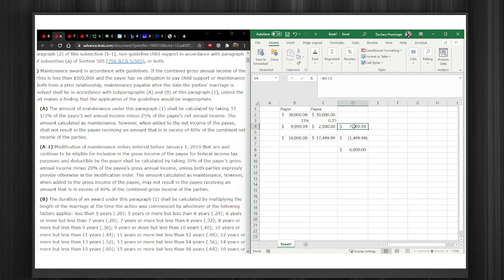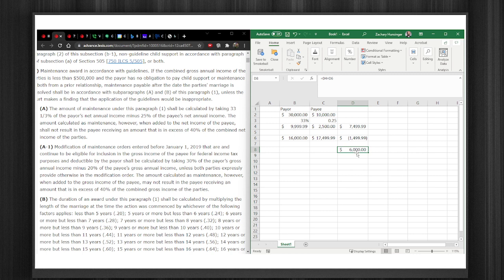That becomes $7,499.99, so $7,500. But remember, the award cannot push the payee's income over 40% of the combined income. So the combined income times 40% is 16,000. When we add the 7,500 to the payee's 10,000, we get 17,500. So that's $1,500 over that 40%. So we have to take that 1,500 from the 7,500 to get 6,000. So that's what the maintenance is going to be in 1 year.